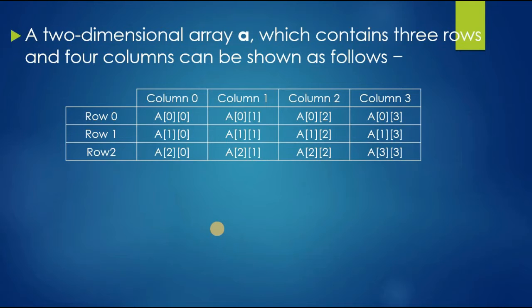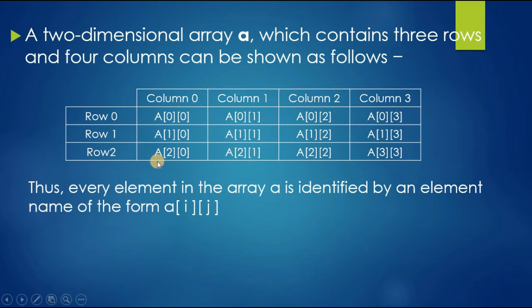A two-dimensional array A which contains 3 rows and 4 columns can be shown as follows. This array contains 3 rows and 4 columns. This is how the array will store the elements, where the array size is 3 and 4. Thus every element in the array A is identified by an element name of the form A[i][j].